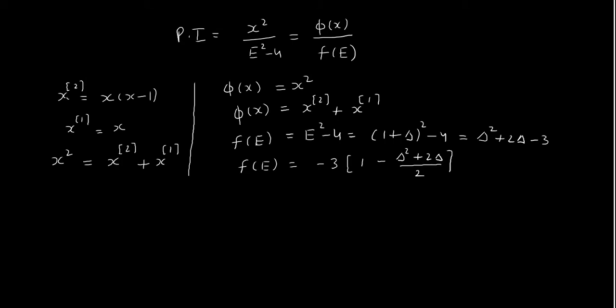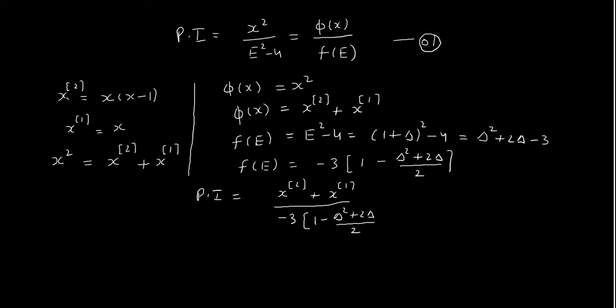Now particular integral, if we denote this one as equation number 1. Now equation 1 becomes what? Particular integral becomes x square in factorial notation. This becomes x^(2) plus x^(1), and in the denominator, what is the value? Value becomes minus 3, and inside the bracket, 1 minus (delta square plus 2 delta) divided by 3, and this one inside the bracket.